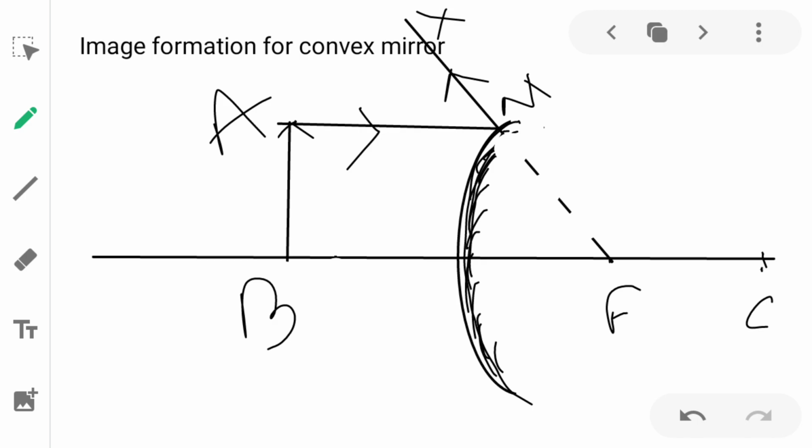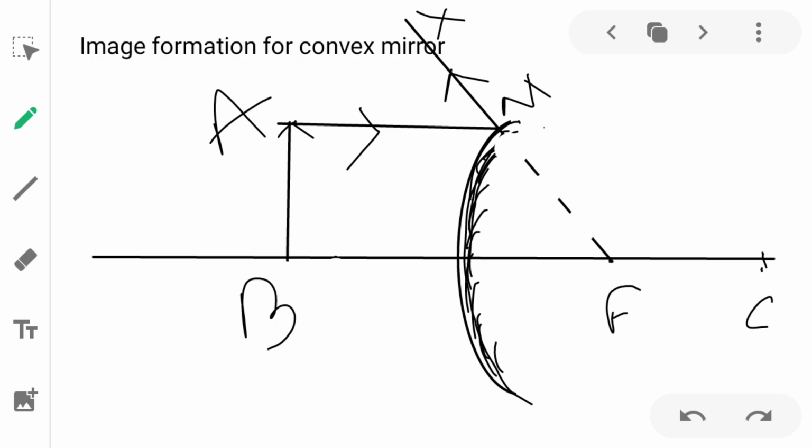When its direction of reflection is extrapolated in the backward direction, when the reflected ray is extrapolated in the backward direction, it meets at F.